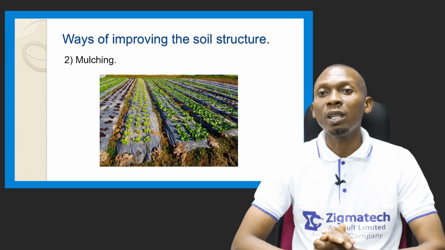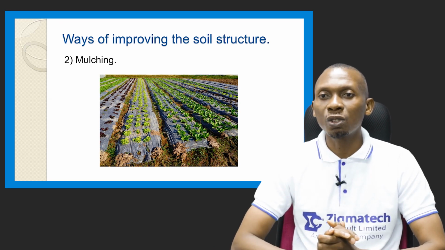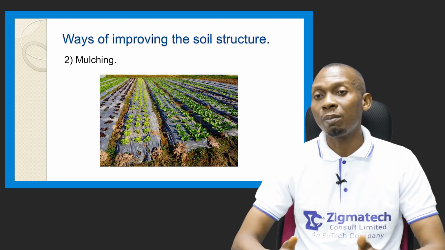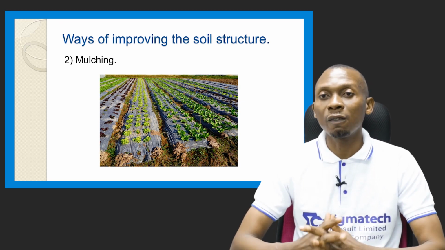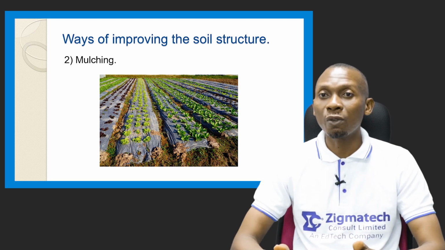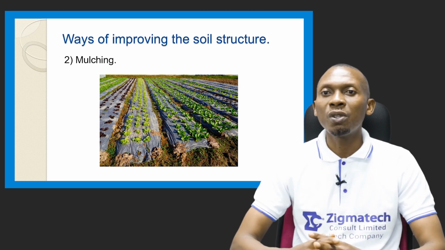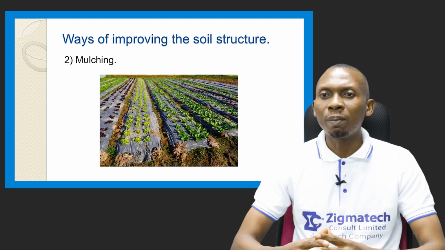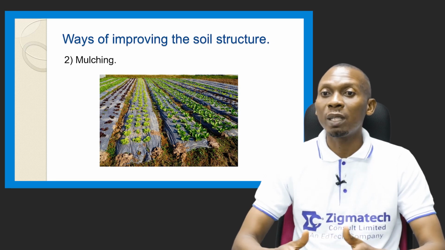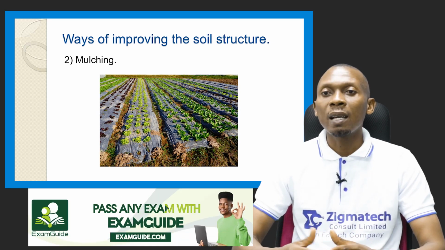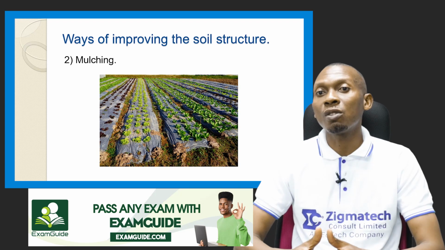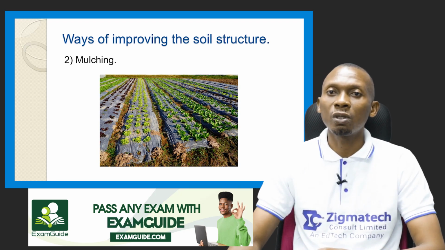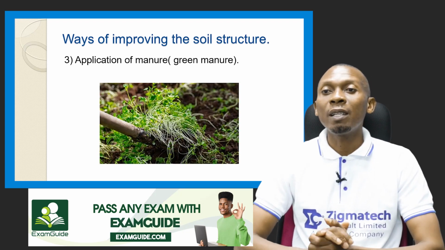Mulching is also another way of improving our soil structure, because mulching has to do with the application of some materials like polythene sheet or grasses on the surface of the land while crops are growing. This helps to retain moisture and also helps to bind particles, especially if the mulching material is organic like grasses, which will also decompose and get diffused into the soil, which helps to improve the soil structure.